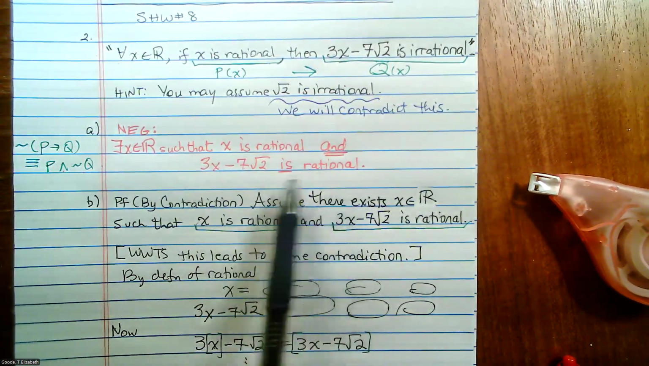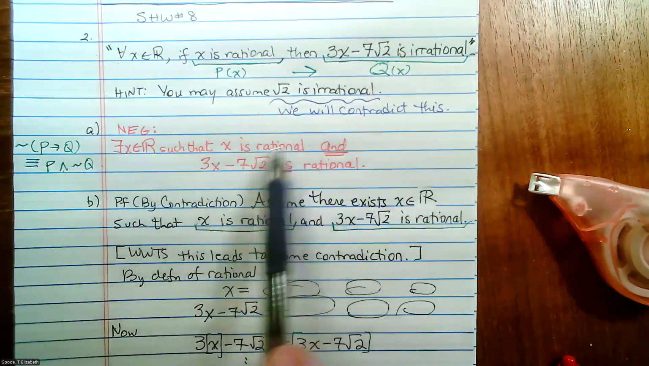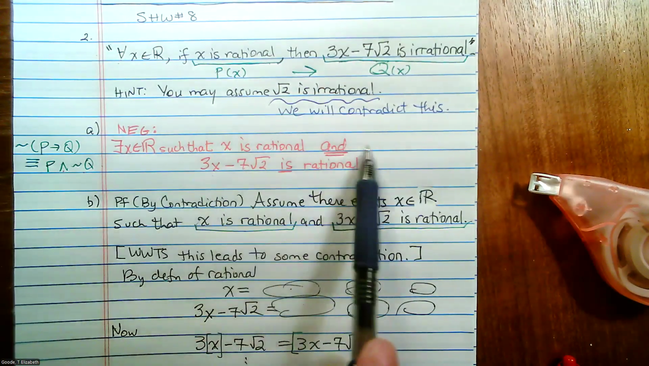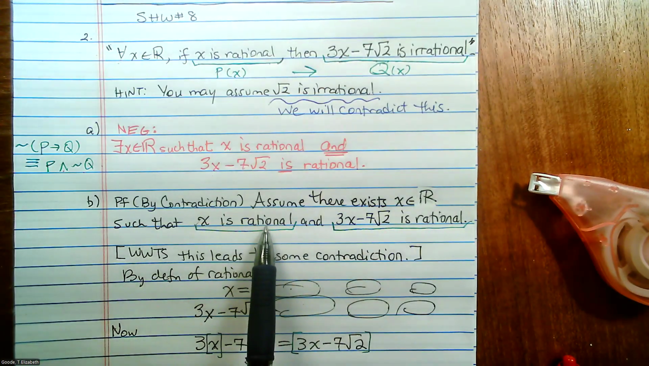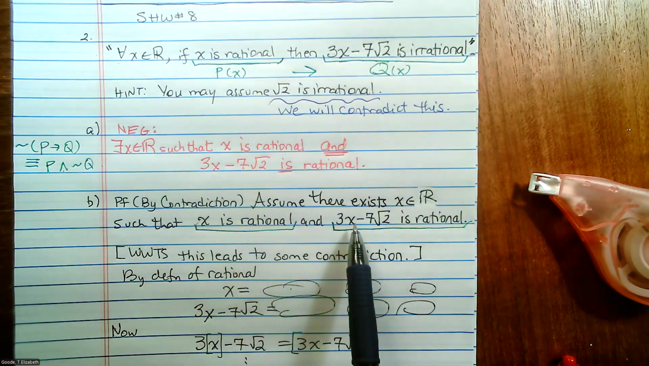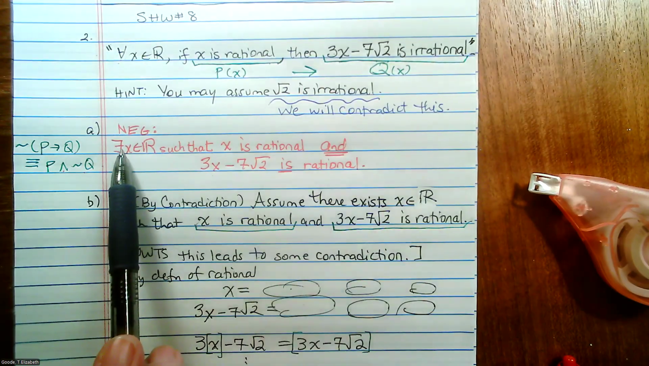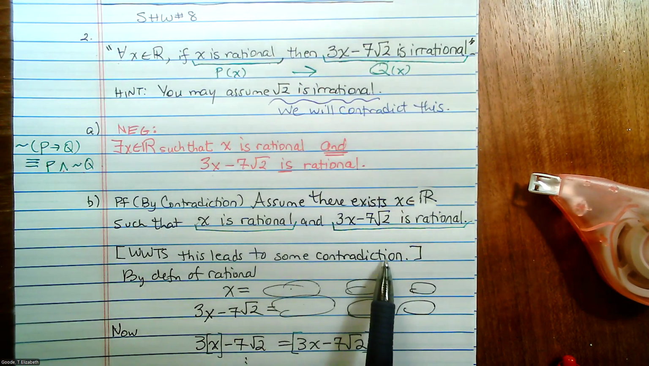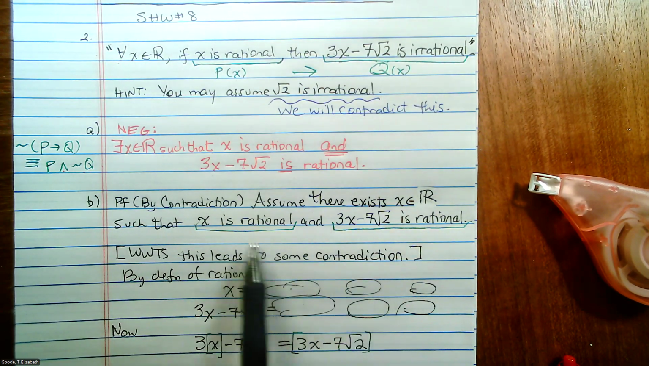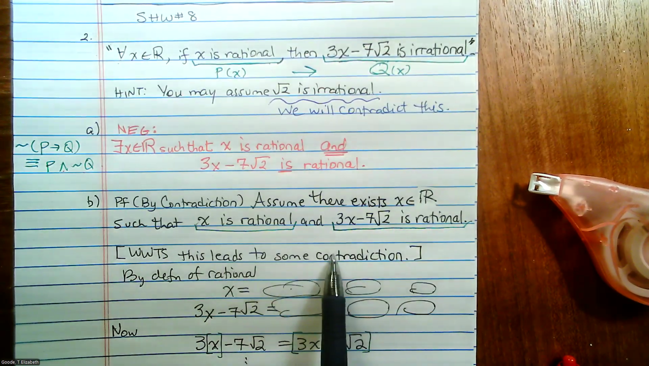In proof by contradiction, and you are prompted to use a proof by contradiction for this problem, just assume the entire negation, whatever that is, and here it is. So we're going to assume there exists an x in the reals such that x is rational and 3x minus 7 square root of 2 is rational. So you just assume the entire negation. Our wish is always the same for any proof by contradiction. We wish to show that this assumption leads to some kind of mathematical absurdity, also just called a contradiction.